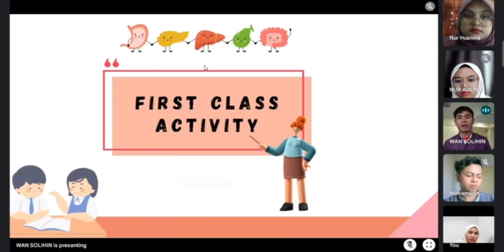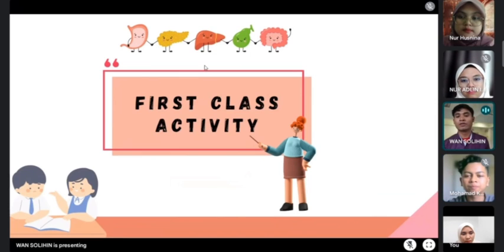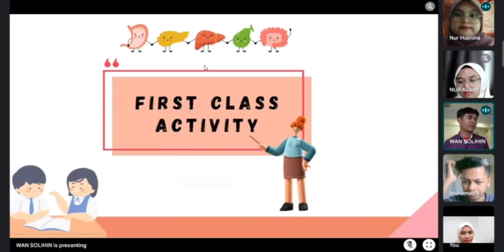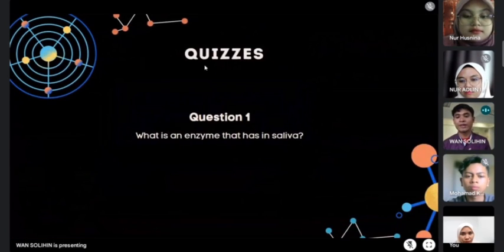So I think you have done forming your groups. Who's the leader of group one? Me. Okay. Who's the leader of group two? Me, sir. So in this activity, the group with the highest correct answers will be counted as the winner. We can start now. Question one, what is an enzyme that is in saliva? Salivary amylase, sir. Okay, good. Husnina? Protein, sir. Okay, wrong.